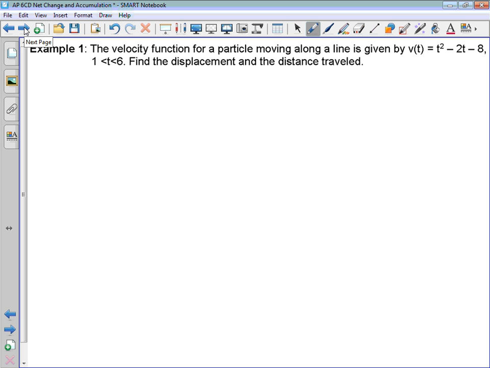So example 1 here of something we were just talking about. The velocity function for a particle moving on a line is given by v at t equals t squared minus 2t minus 8, and this is valid for the interval t between 1 and 6 seconds. Find the displacement and the distance traveled, okay? What we were just talking about here.